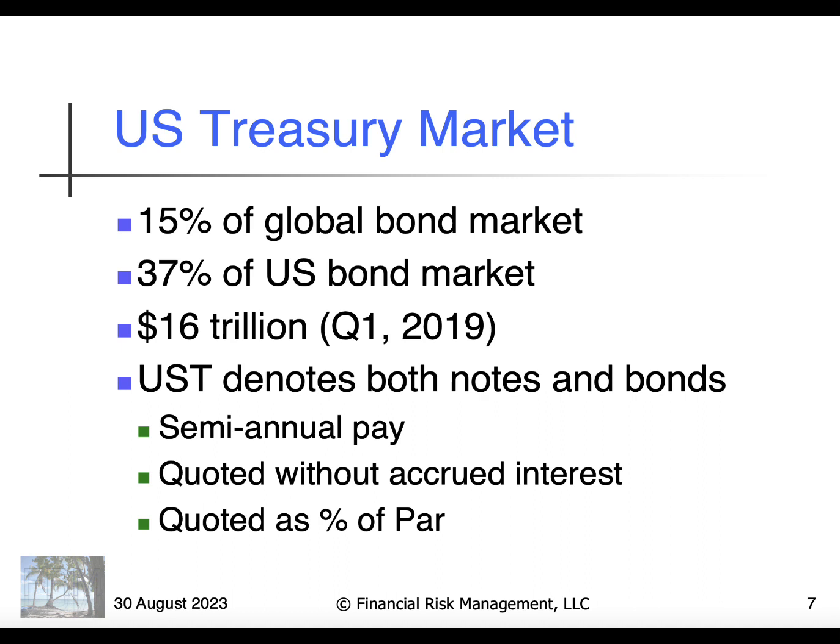UST denotes both notes and bonds. They're semi-annual pay, which means there are 2 coupons per year. Bonds are quoted without accrued interest, and they're typically quoted as a % of par. So your invoice amount will differ from the quoted price that you see on some computer screen.